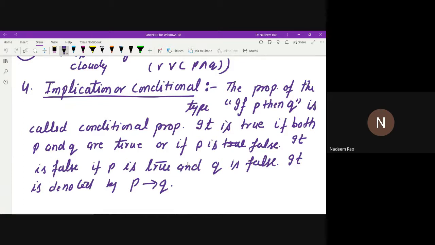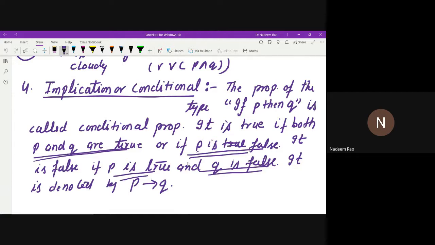Okay, let's try to understand this again. It is true if both P and Q are true, or if P is false. Even if P is false, it is true, right? If P is false, then it is also true. And if P and Q both are true, then it is also true. So when will it be false? If P is true and Q is false. In this case, it will be false. Otherwise, it will be true. Okay?